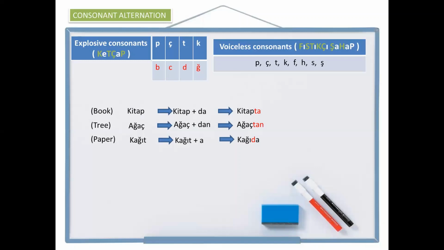Okay, let's see another example. Etek, which means skirt. If I want to write this skirt, a specific particular one, how am I going to write it? Etek, i. As you see, the suffix is a vowel again, and k is an explosive consonant. So what kind of alternation will happen? Is the consonant going to change or the suffix going to change? Yes, as you see, the consonant changes because the suffix is a vowel. It becomes eteği.